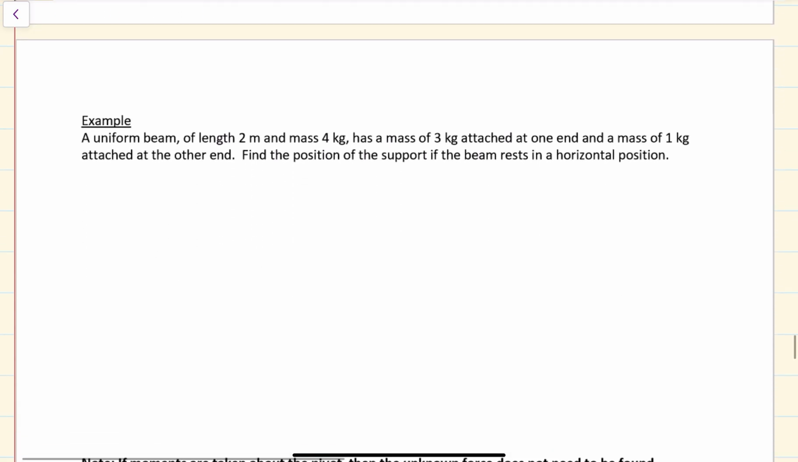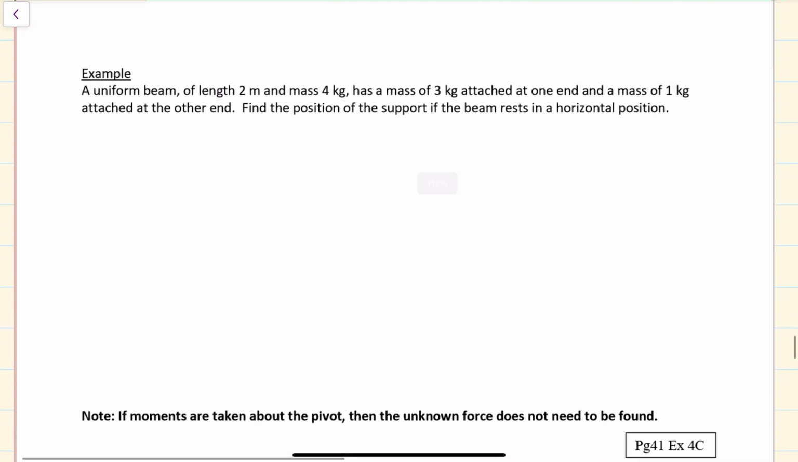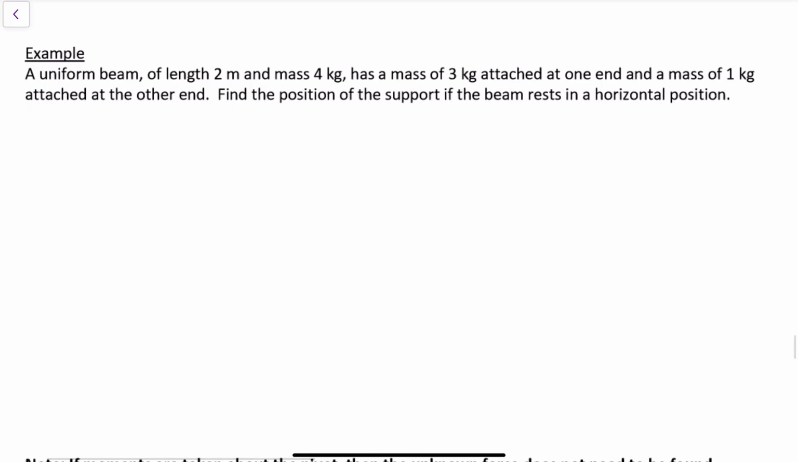Next question says a uniform beam of length 2 meters and mass 4 kilograms has a mass of 3 kilograms attached at one end and a mass of 1 kilogram attached at the other end. Find the position of the support if the beam rests in a horizontal position. So there's only one support. So let's do a decent diagram again here.